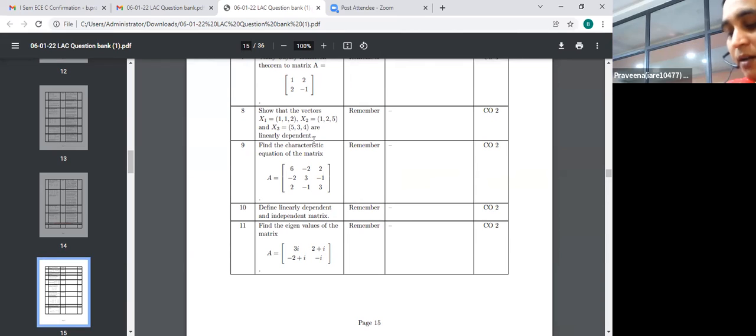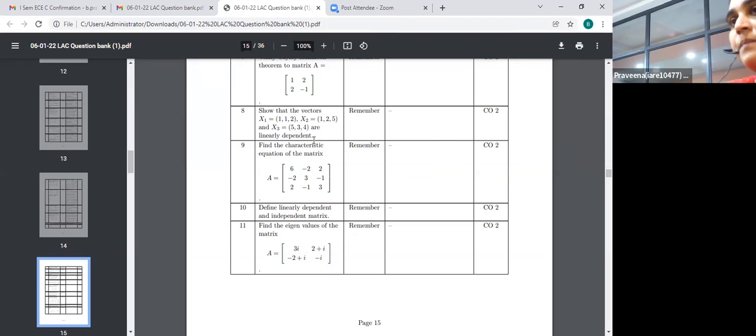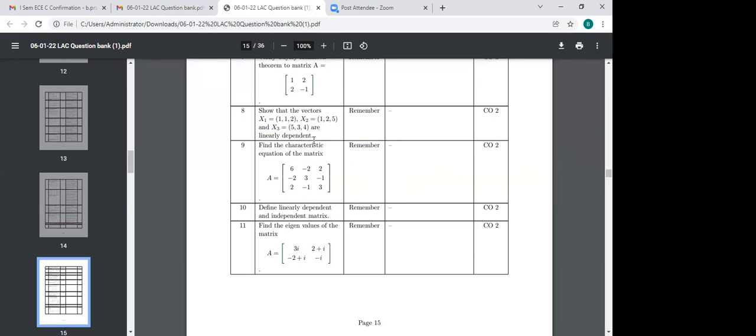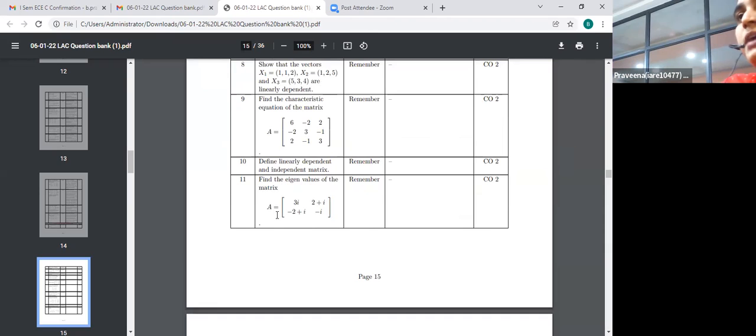Linearly dependent means what? Not equal to 0? Det A equal to or not equal to 0? Equal to. Det A equal to 0 then that is linearly dependent. Okay, next. Ninth question, find the characteristic equation of the matrix. Characteristic equation of the matrix is det A minus lambda I is equal to 0. Just find out the polynomial for the ninth question. Next, 10th question, define linearly dependent and independent matrix.